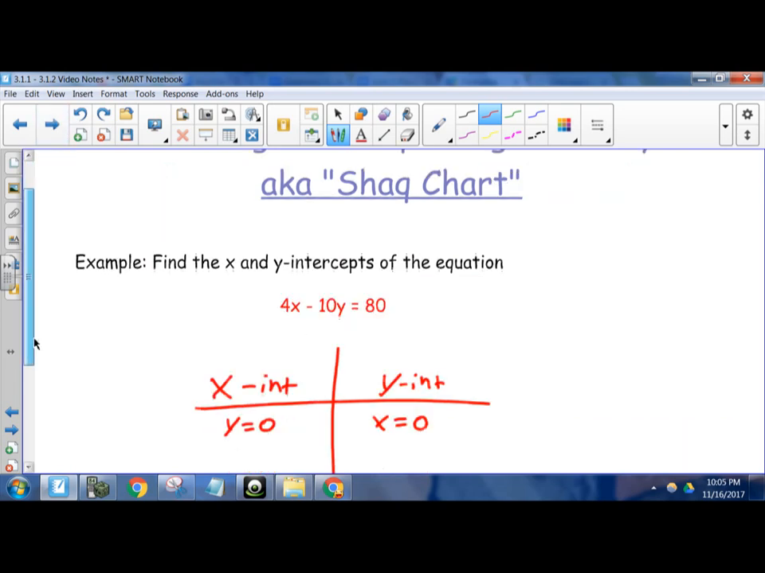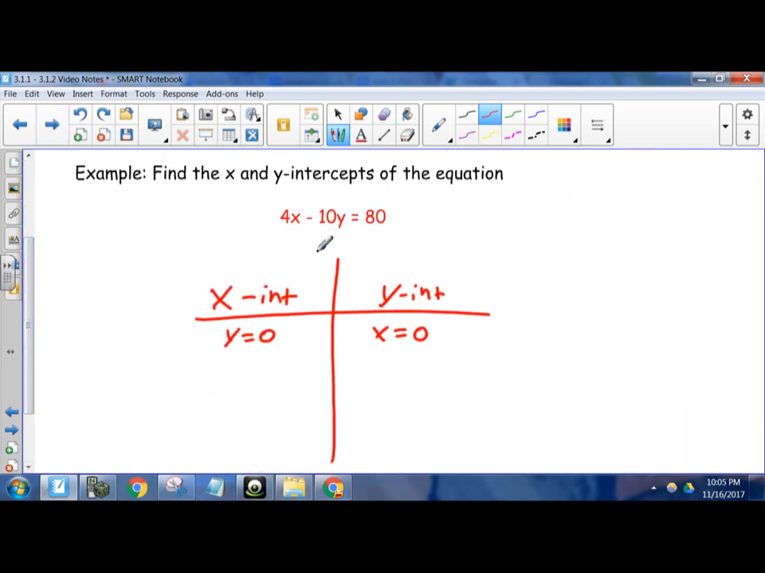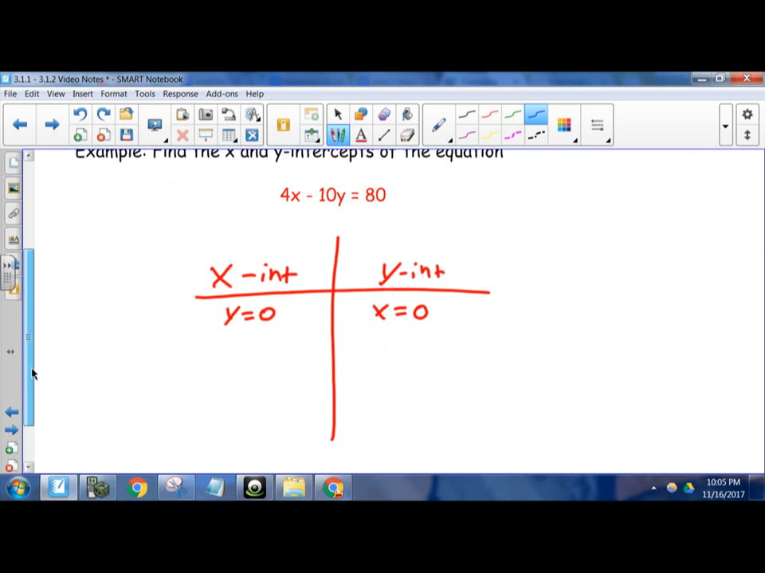So let's go ahead and try a problem. This one says find the x and y intercepts of the equation 4x minus 10y equals 80, and we're going to use the Shaq chart in order to do that. Alright, so to solve the x-intercept, you have to plug y equals 0 in.